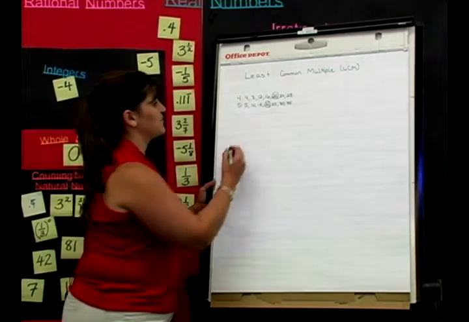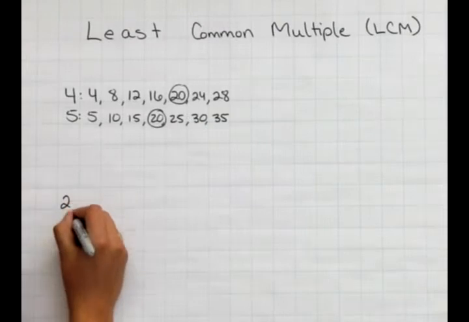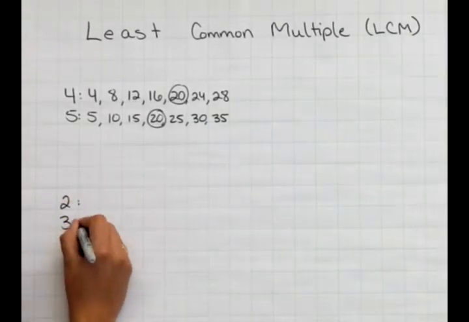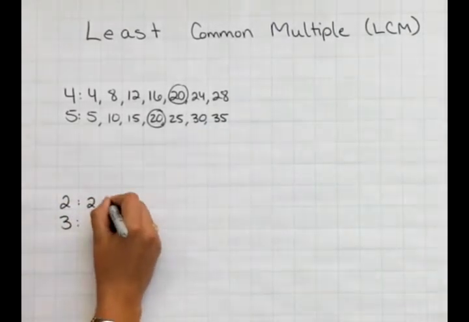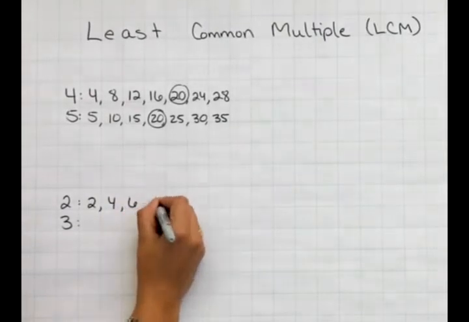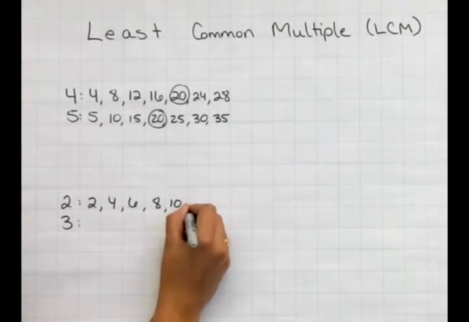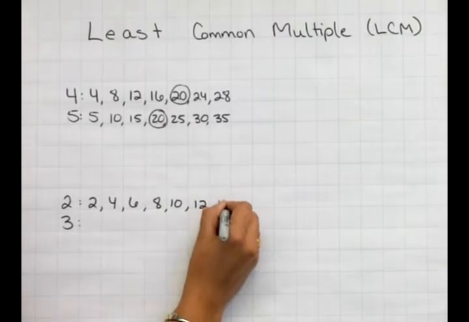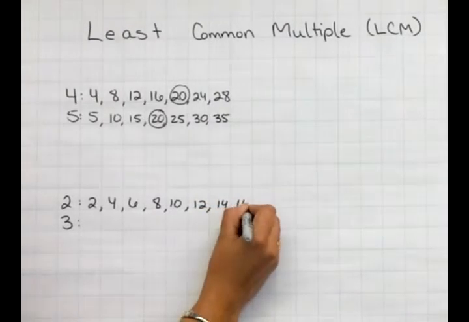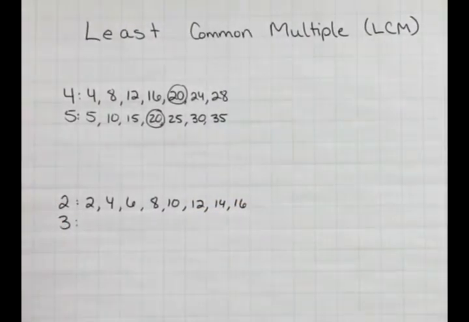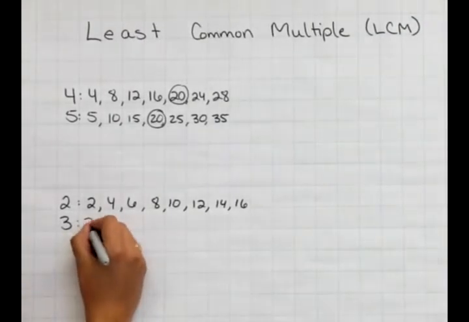Let me do another one. Let's use the numbers 2 and 3. First, we find the multiples of each. Now, we don't have to find all of the multiples. I tend to just go to about 20 or so. These are both small numbers, so I don't have to go very high.